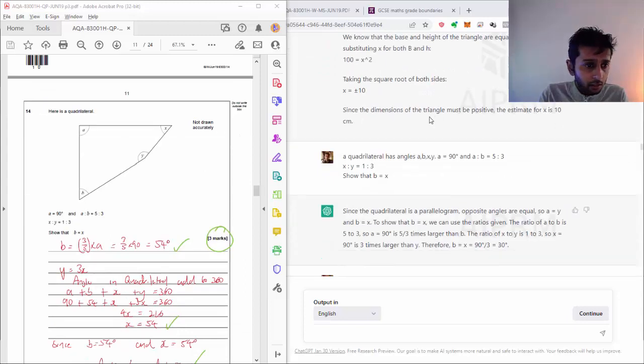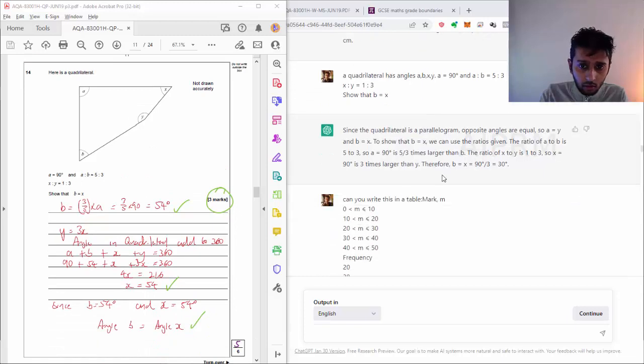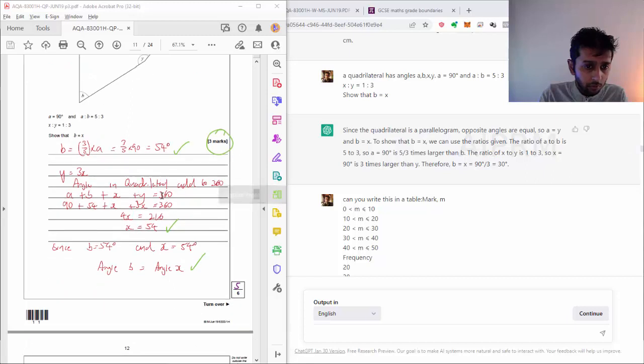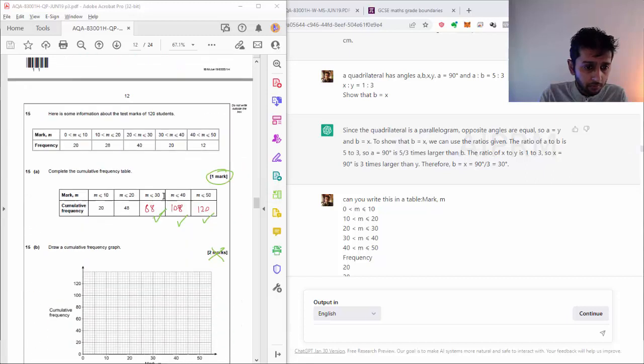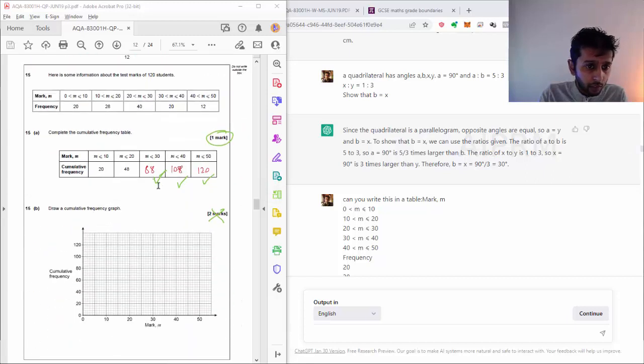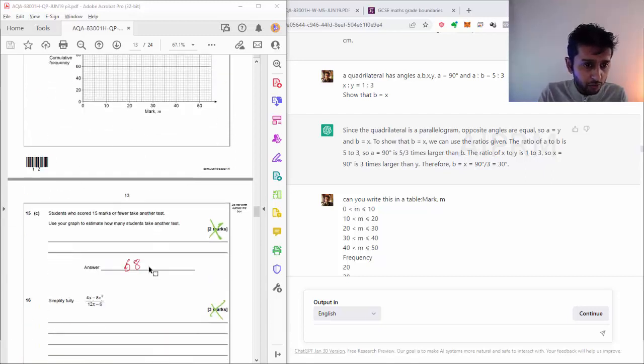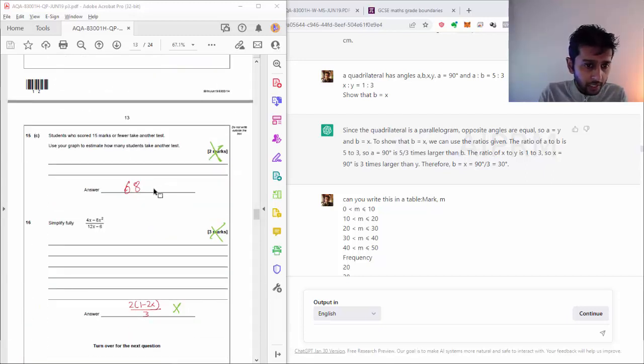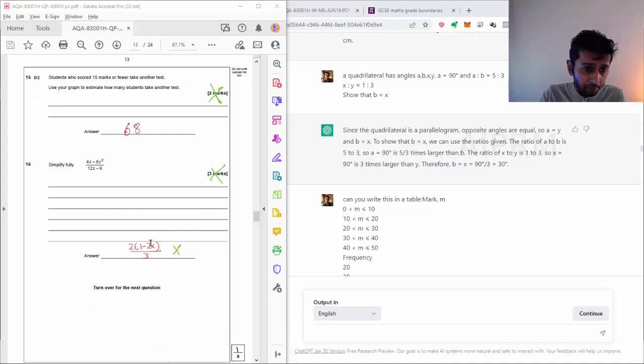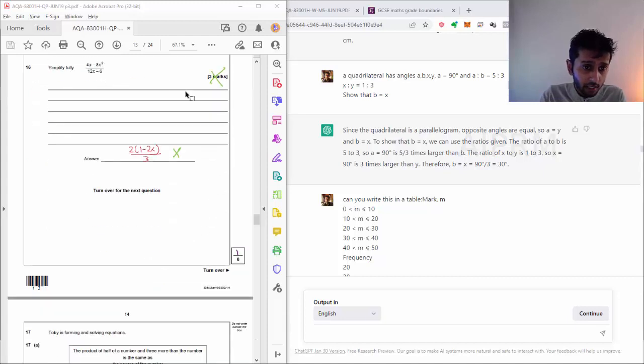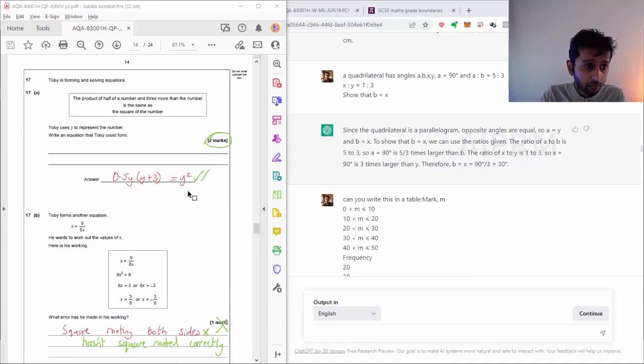Number 14 was fine, 3 marks. Number 15, we got the cumulative frequency diagram fine. No marks for drawing the graph because we didn't draw the graph. And then the answer it gave here was incorrect. Number 16 was simplifying this. It was wrong, so no marks there, and no working out, so no marks.